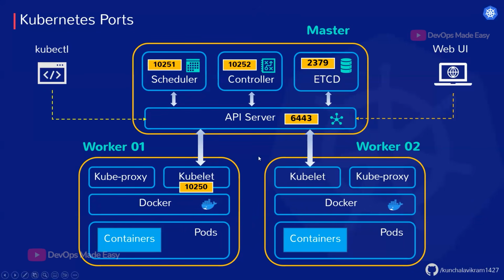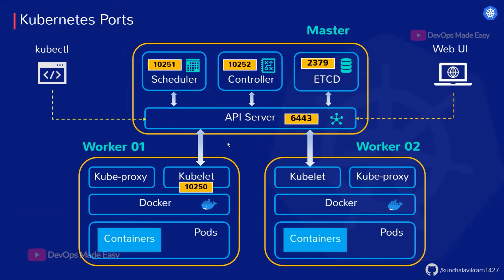This is the overall architecture of your Kubernetes. As you see, we have a lot of components running on various port numbers. The scheduler runs on this port number, etcd runs on 2379, your API server runs on 6443, and kubelet runs on 10250. Along with that, if you're using any container runtime, that also requires some ports to be opened.